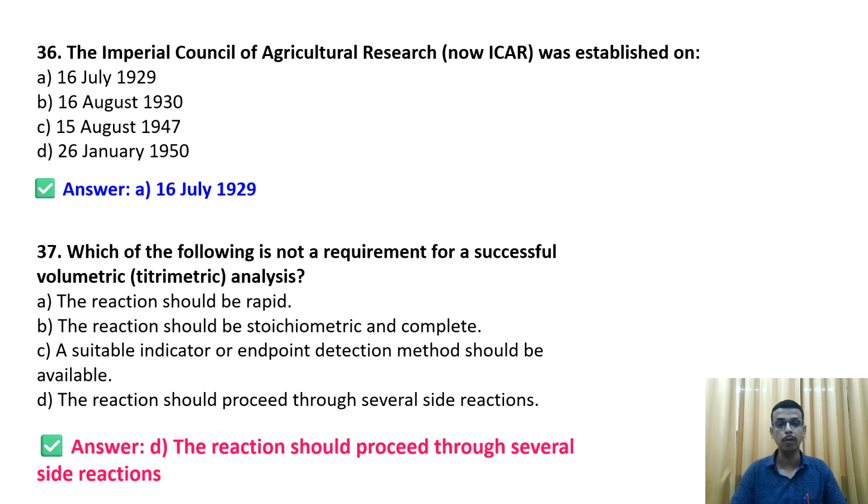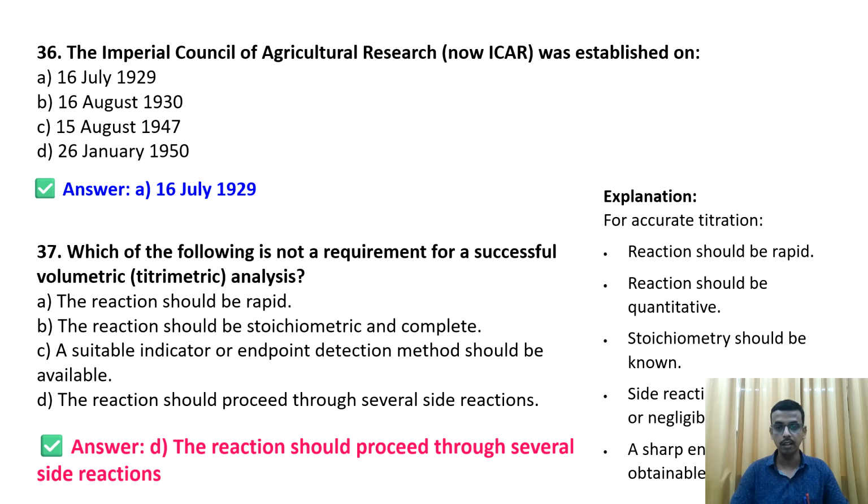A suitable indicator must be there, as when you are determining organic carbon or nitrogen. There should be some definite indicator to indicate the sharp endpoint, like diphenylamine, DPA, for organic carbon, and mixed indicator for nitrogen, like that. So these are the criteria. In the explanation I have mentioned it also.